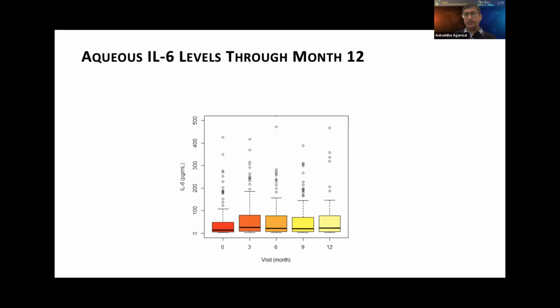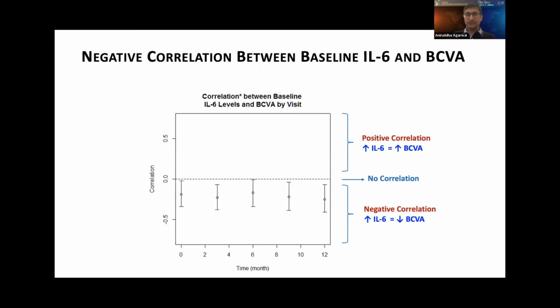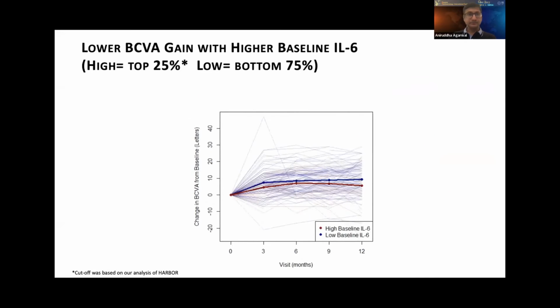The results of this study were very interesting, and we realized that the IL-6 levels through month 12 have certain changes, but what is very important is the baseline interleukin 6 levels. And we realized that there is a negative correlation between the interleukin 6 levels and best corrected visual acuity. So if the baseline interleukin 6 is high, these patients are expected to have much less visual acuity. This can also be seen in this particular graph. Those who have less visual acuity gains also have higher baseline interleukin 6 levels. So definitely interleukin 6 has an important role to play.